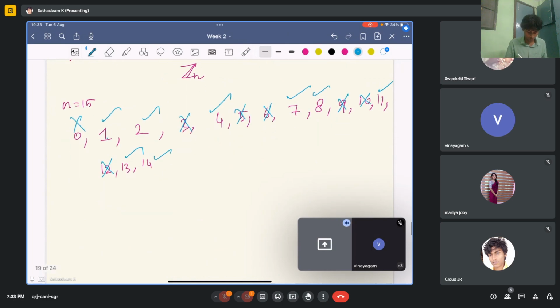Okay, so the generators, if you look, are basically x square, x power 4, x power 7, x power 8, x power 13, and x power 14. Okay. So these are the generators. Just give me 1 minute. I will tell you one more result. Probably.